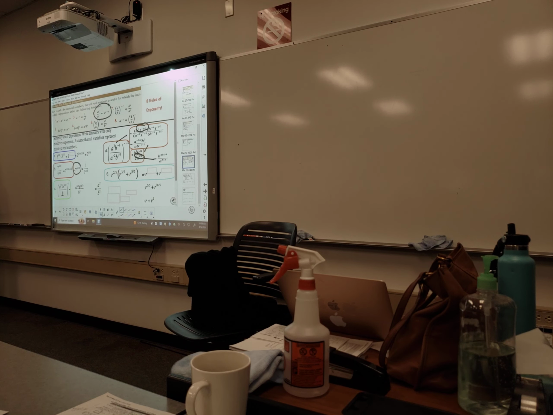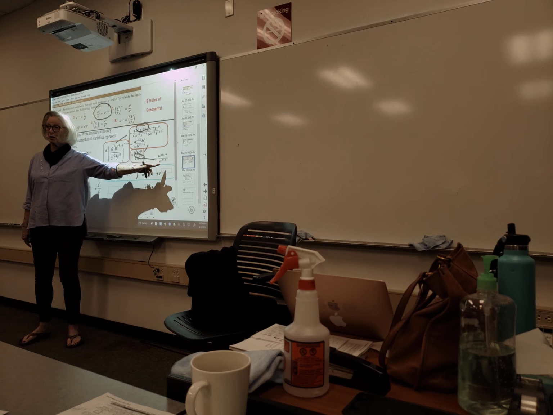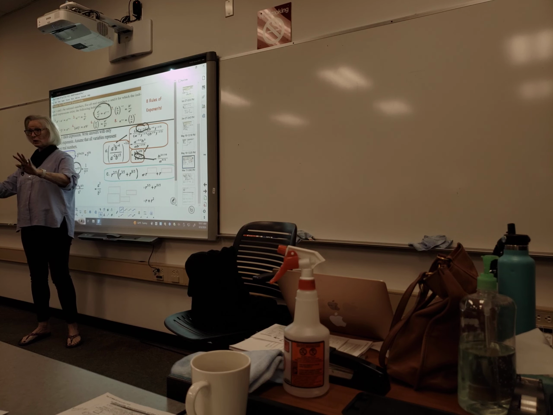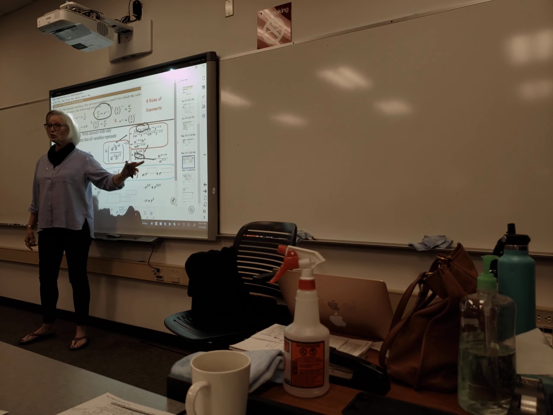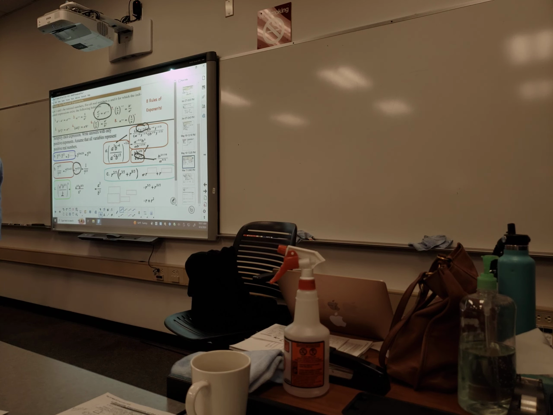What does your calculator say? If it says 5/2, great, your keystroking is correct. If it says 2.5, you've got to convert that to a fraction, so you've got to change that decimal to an improper fraction.